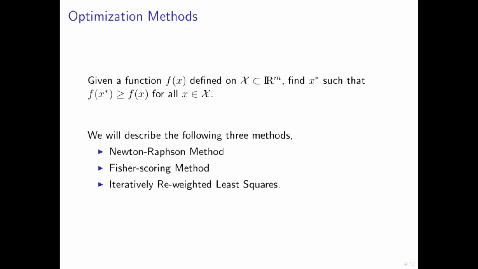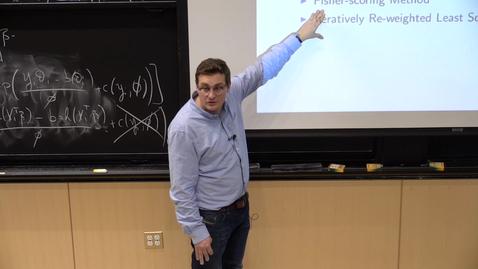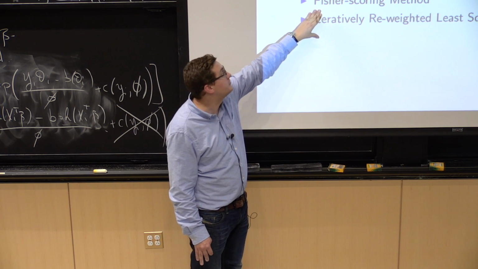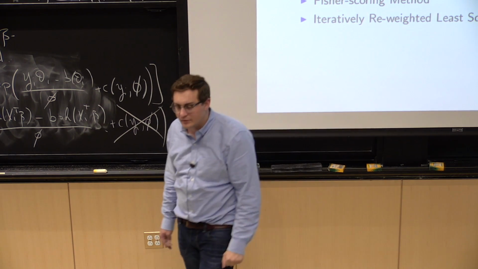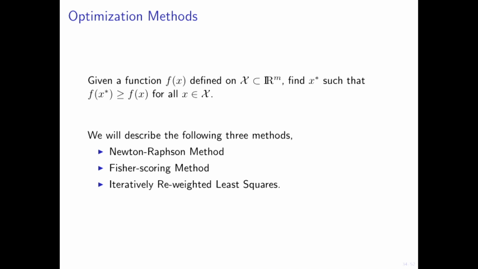And since we know something about the Hessian for a particular problem, we're going to be able to move on to Fisher scoring. And the word Fisher here is actually exactly coming from Fisher information. So the Hessian is going to involve the Fisher information. And finally, we will talk about iteratively reweighted least squares.